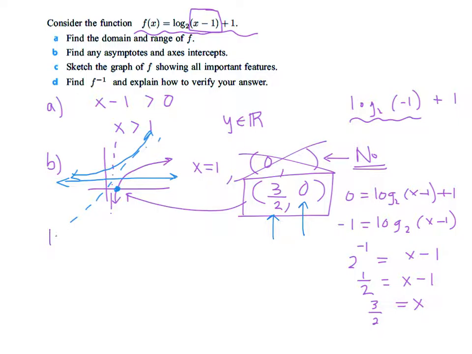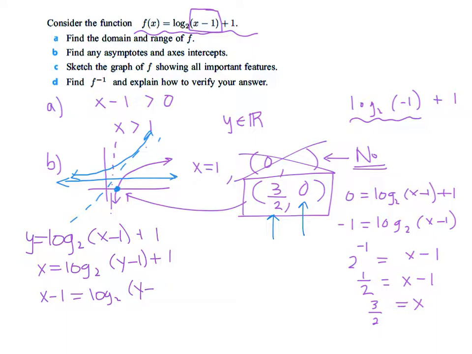We have log base 2 of x minus 1, plus 1, is equal to y. So switch x and y. So we have x is equal to log base 2 of y minus 1, plus 1. Alright, so subtract the 1 on both sides. We have x minus 1 is equal to log base 2 of y minus 1. So we write this into exponential form. We have 2 raised to the x minus 1 is equal to y minus 1. We're trying to solve for y, so we need to add 1 on both sides. So the final answer, the inverse, is equal to 2 to the x minus 1, plus 1.